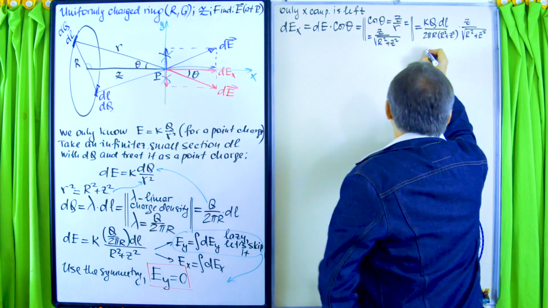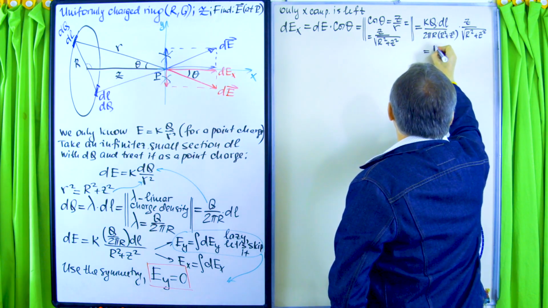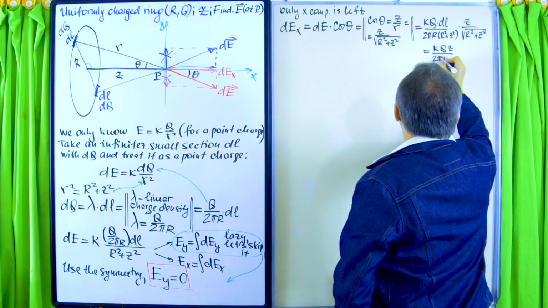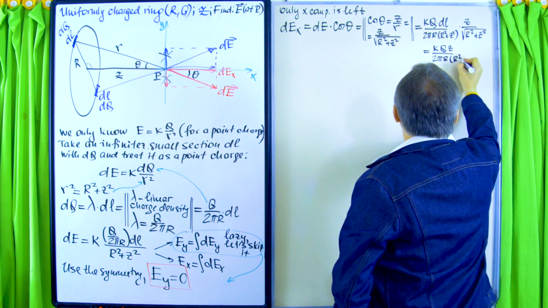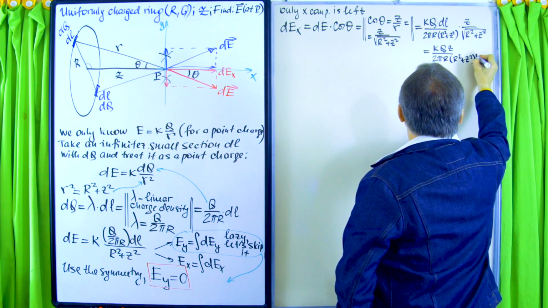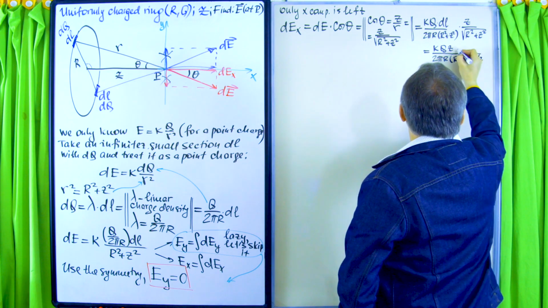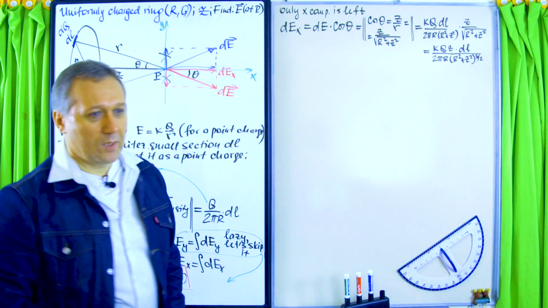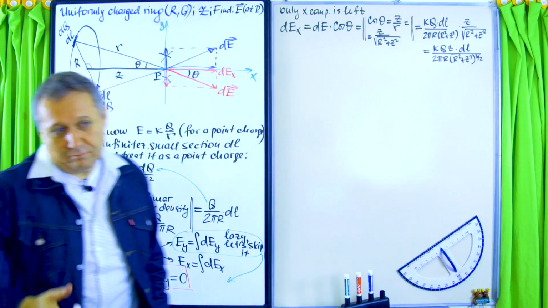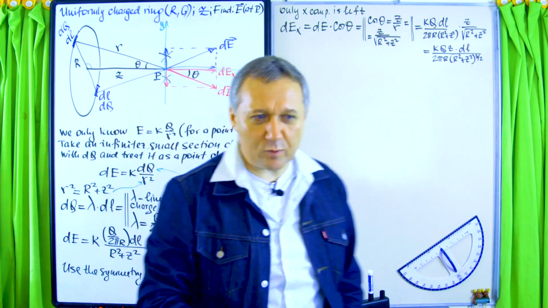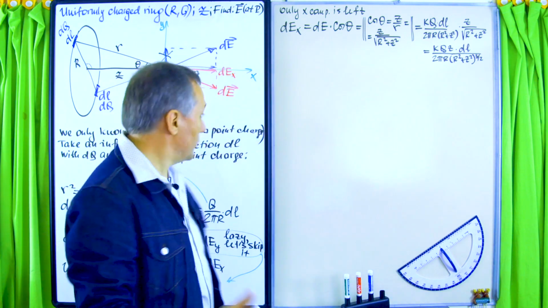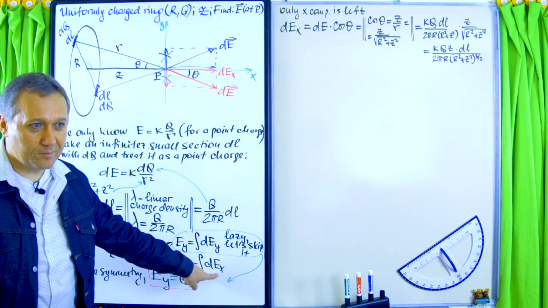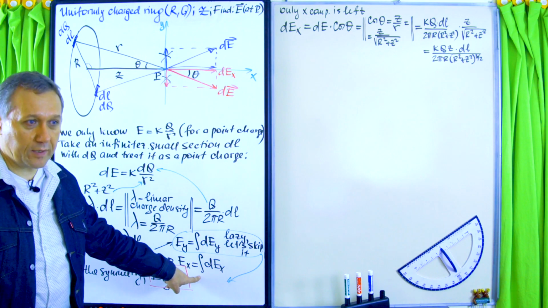Okay, maybe I will rewrite it over here. So it will be k q z divided by 2 pi r and r squared plus z squared to the power of 3 over 2 and dl. Messy? Not that bad, actually. Okay, so now we have the integrand dEx. Now we need to write an integral.